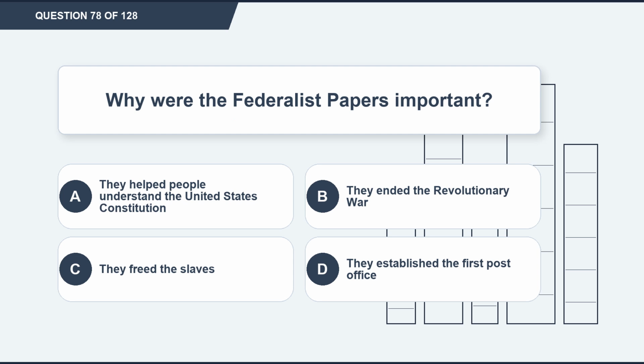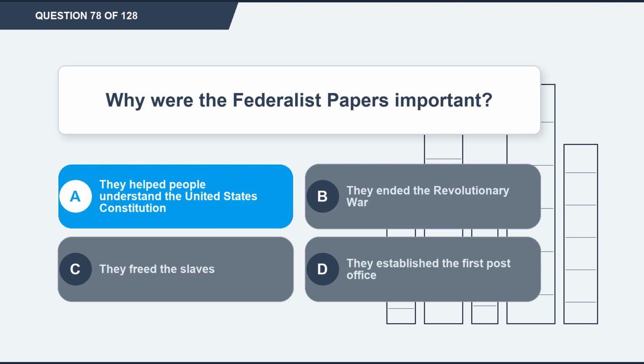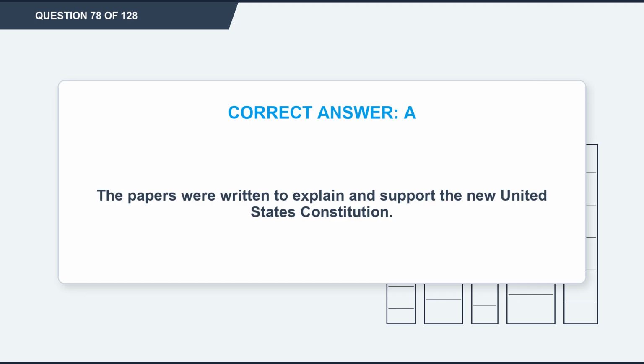Question 78. Why were the Federalist Papers important? Option A, they helped people understand the United States Constitution. Option B, they ended the Revolutionary War. Option C, they freed the slaves. Option D, they established the first post office. The correct answer is option A, they helped people understand the United States Constitution. Explanation. The papers were written to explain and support the new United States Constitution.